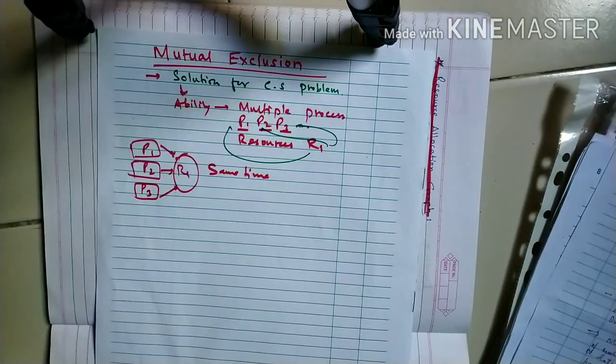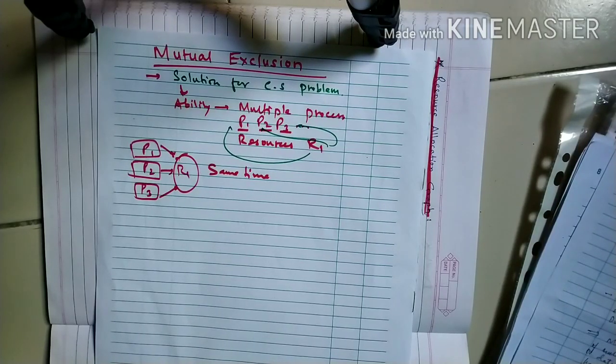Okay, so the next topic is mutual exclusion. We have learned about the critical section problem, and we know that all the resources which are shared among multiple processes are kept inside the critical section. That we have seen in the last video on the critical section problem.